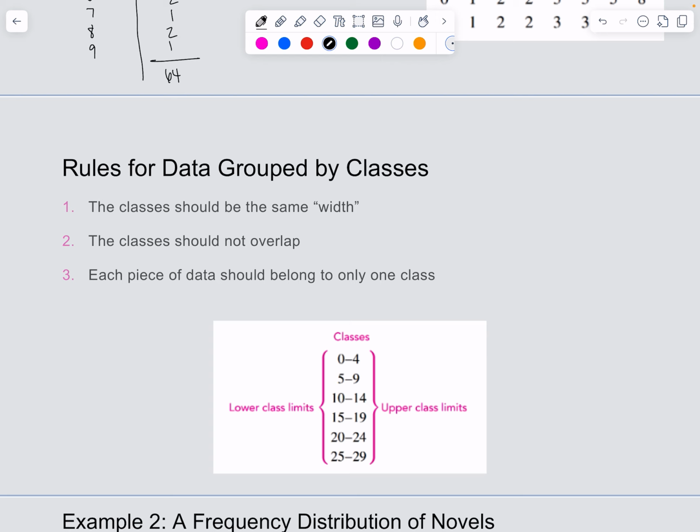The classes should not overlap. So I don't go from 0 to 5 and then from 5 to 9 and see a 5 in both. They're each cut off. They don't overlap. And each piece of data should only belong to one class, so someone can't fall into 2 different classes. These lower limits are called the lower class limit. And then we have the upper class limits as the highs.